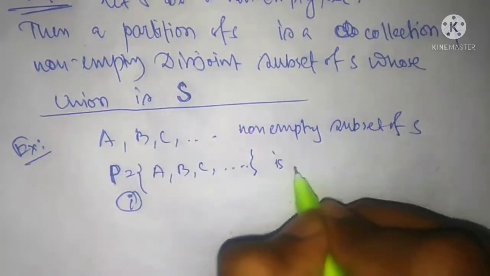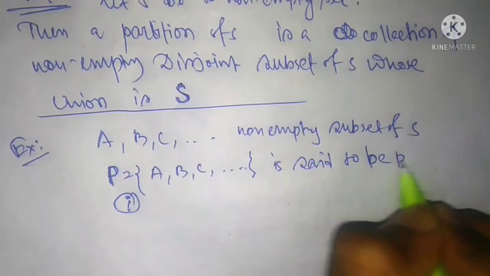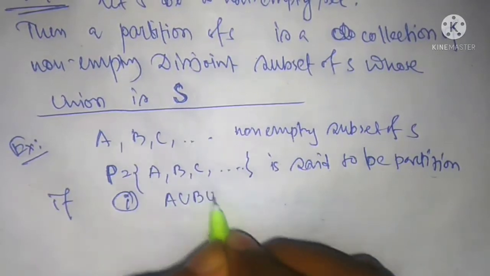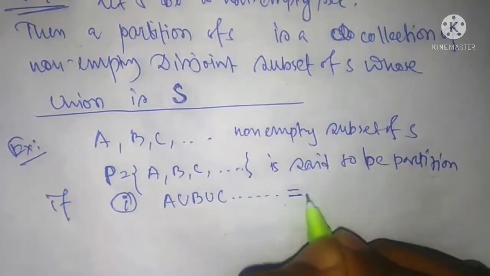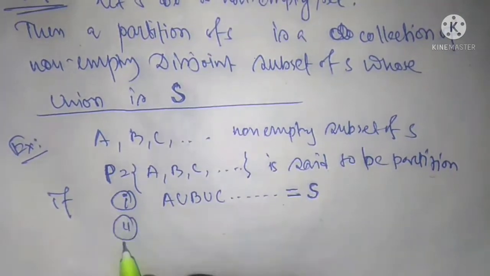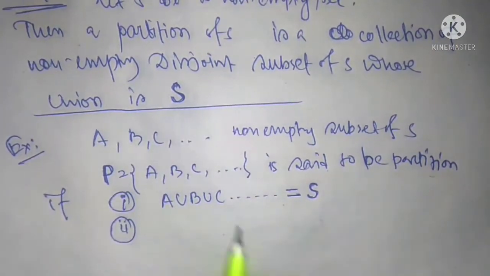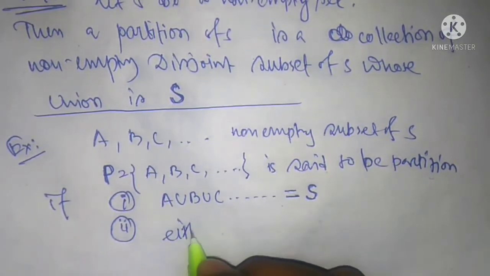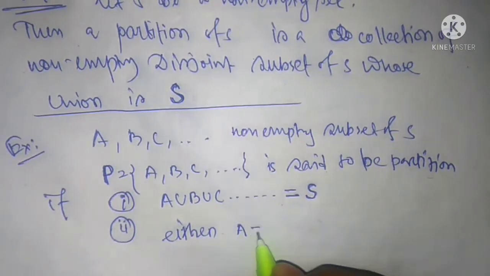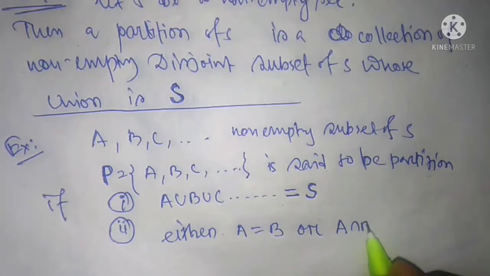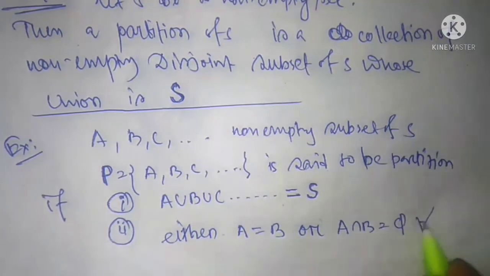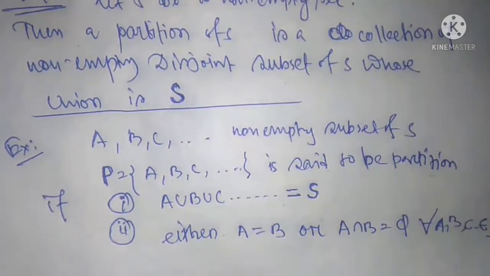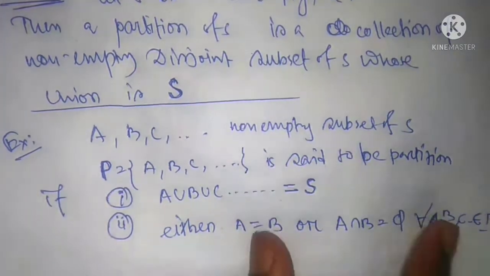One, the first property is A union B union C is exactly equal to the particular set. This is the first property. And the second property is the class property, which is that either two sets are equal or disjoint. That is, either A equals B or A intersection B equals phi, for all A, B, C belonging to P.